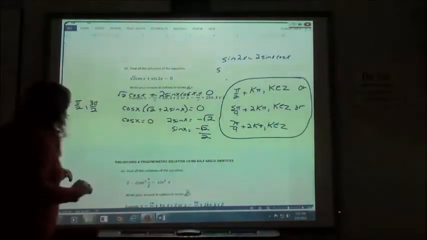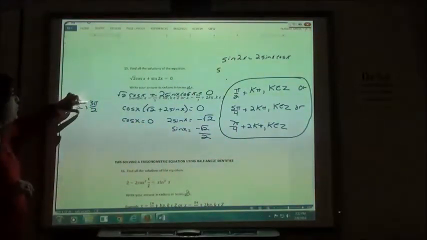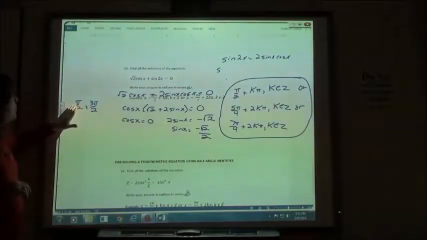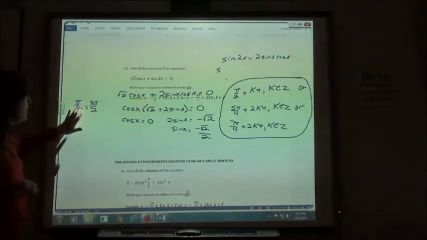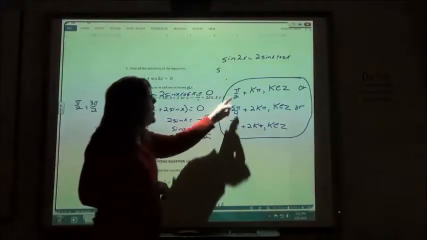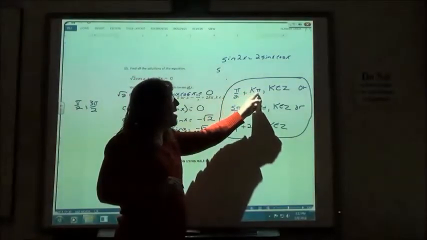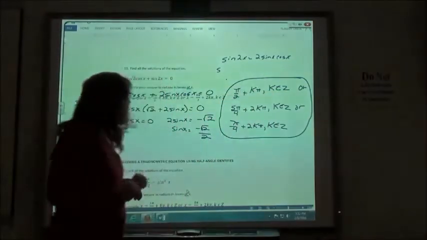Cosine of x equals 0. We had pi over 2 or 3 pi over 2. Those were 180 degrees apart, so we could combine those two answers together: pi over 2 plus k pi, with k being an element of z.